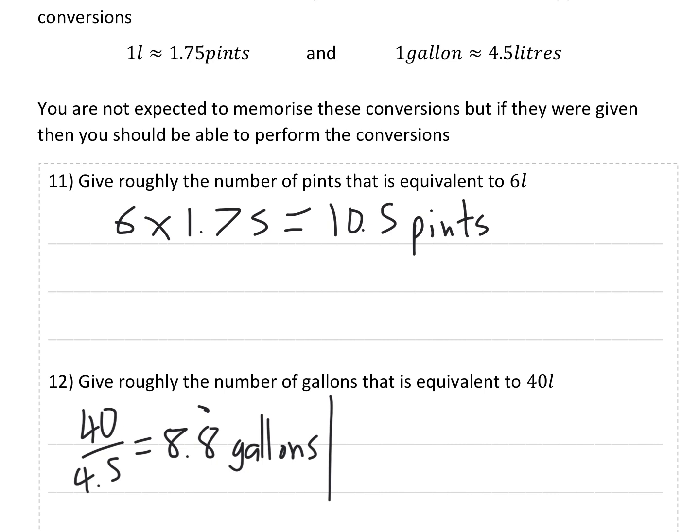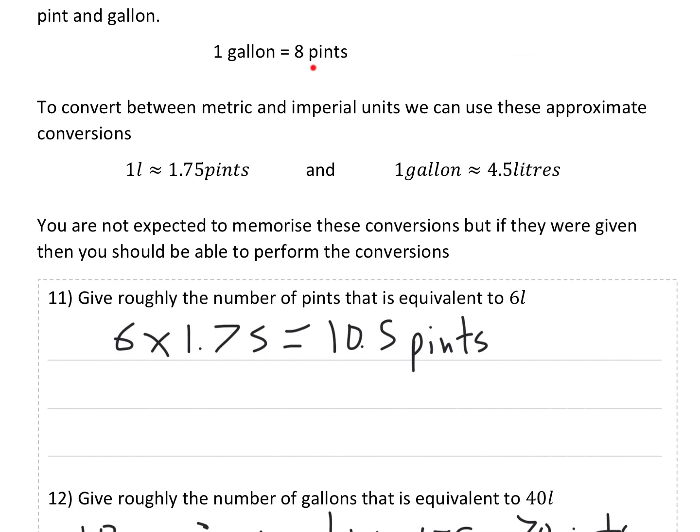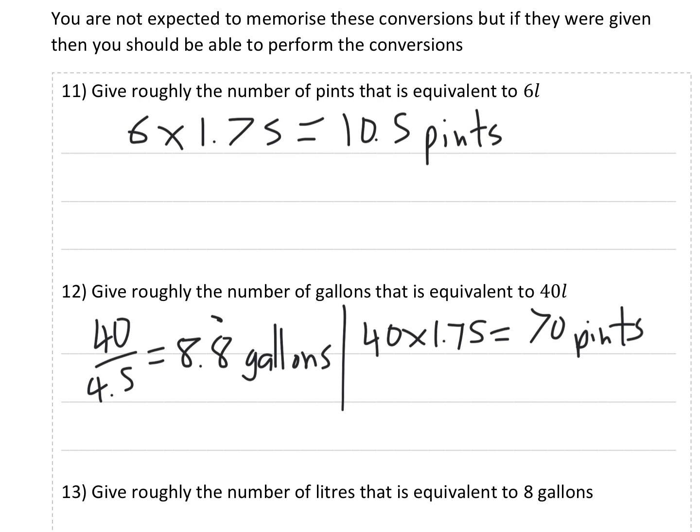If you use this, however, you could say that 40 litres, how many pints is that? Well, 40 times 1.75 would give you 70 pints. And then you know that 8 pints make a gallon. So you'd say, well, how many 8s go into 70? And do 70 divided by 8, which gives you 8.75 gallons.